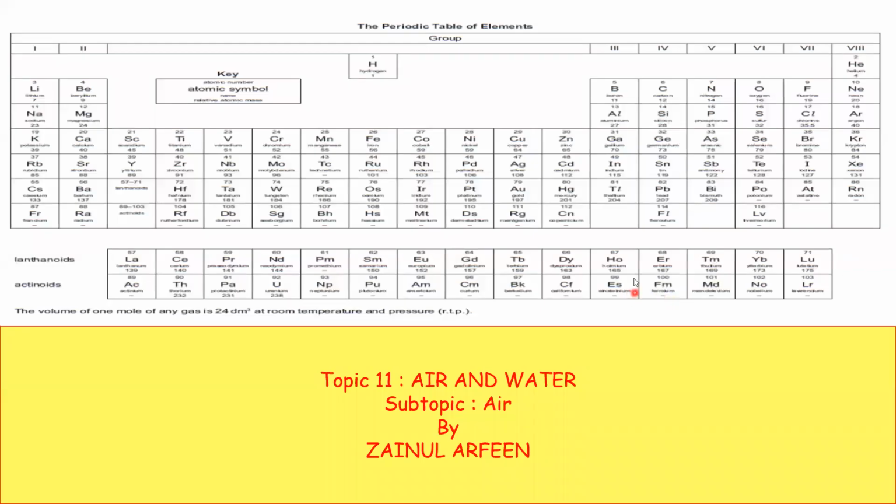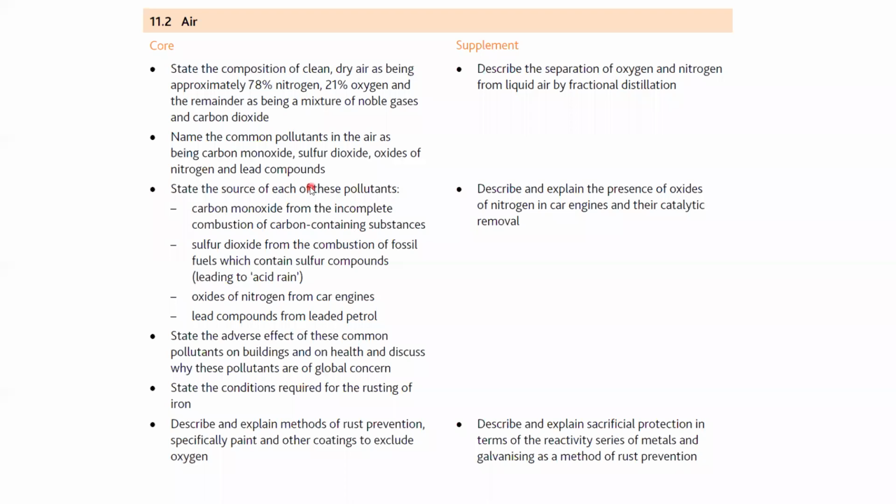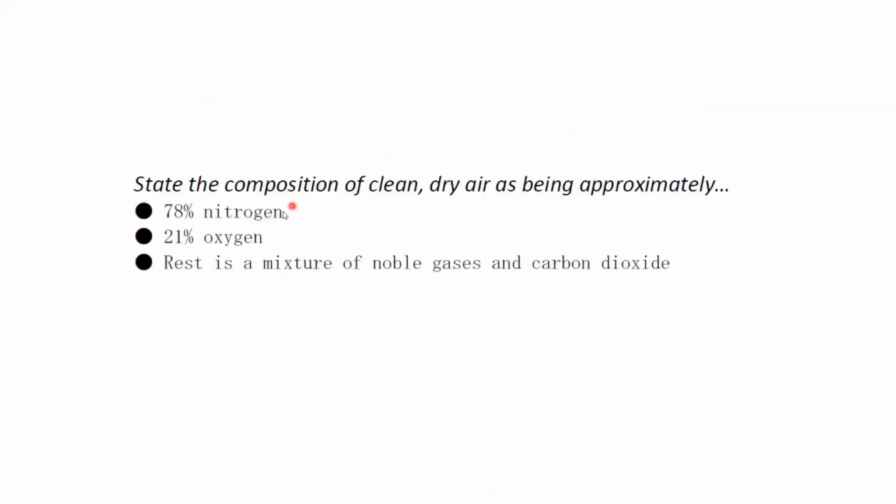So the second part of the chapter is about air. The topic is air and water, but the subtopic is about air. So these are the learning objectives. The composition of dry air, you should know what is the composition of dry air.